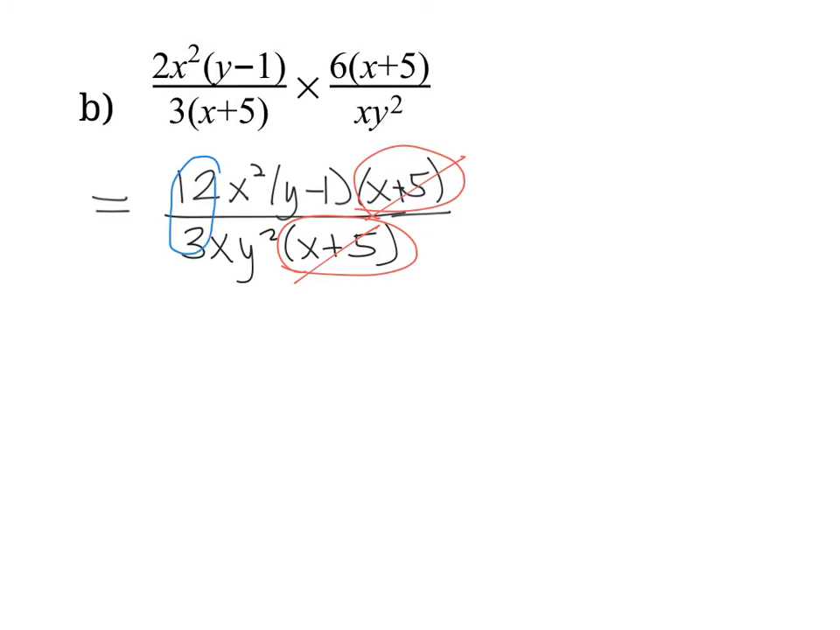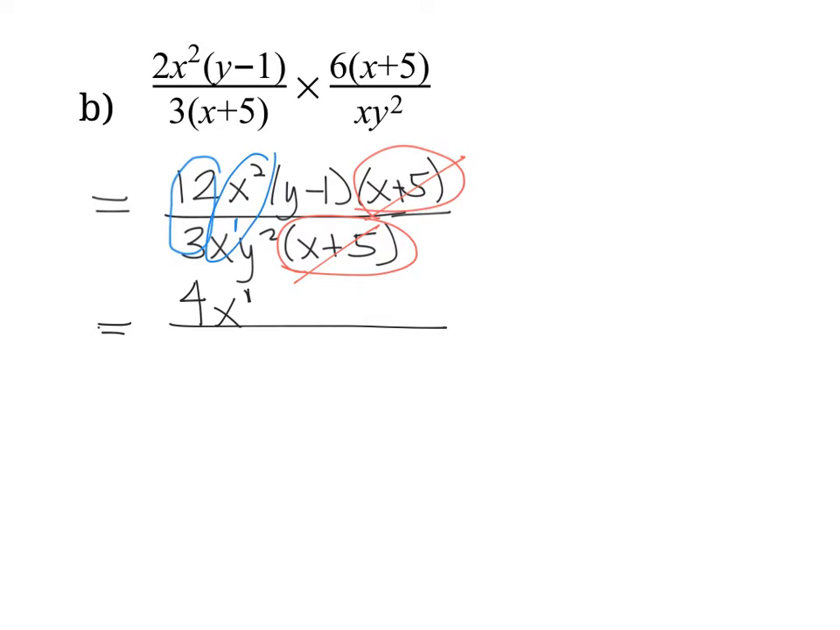We know that 12 divided by 3 can just simplify to 4. So I'm going to start recording our final answers below. So 12 divided by 3, we know that that's just going to simplify to 4. Now let's work on the x's. We have x squared divided by x to the power of 1. So we're going to be left with x to the power of 1.